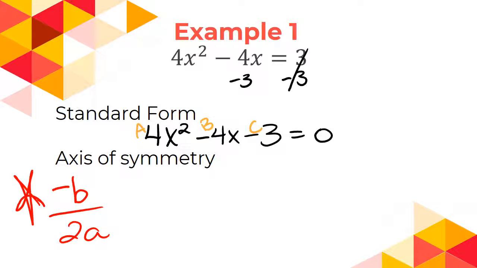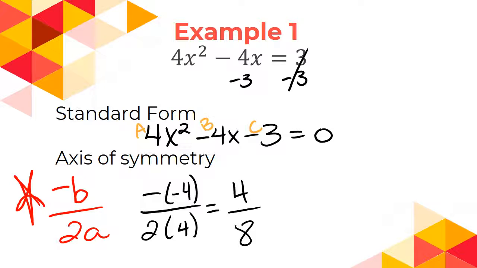So to start off, my b value is negative 4, but the formula also has a negative. So that means a double negative. And then I have 2 times a, which is 4. So double negative becomes positive. 2 times 4 is 8. Always reduce your fractions, so we end up with 1/2. Now this is what x equals. So x equals 1/2. That is my axis of symmetry.